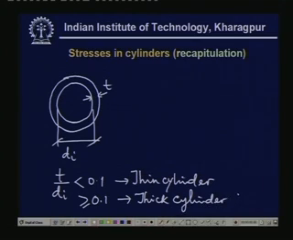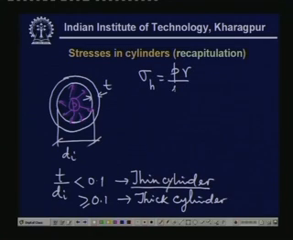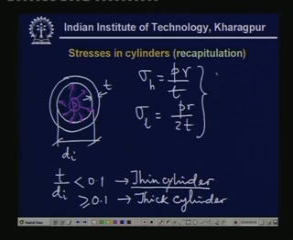Now for a thin cylinder we have two kinds of stress. One is hoop stress. P is the internal pressure, that is, we are designing a vessel which is subjected to pressure from inside. So the hoop stress is PR divided by t, where R is the mean radius, because the inner radius and the outer radius are very close, so we model it to be the same as the mean radius. And we have another stress which is the longitudinal stress, and this is PR by 2t.